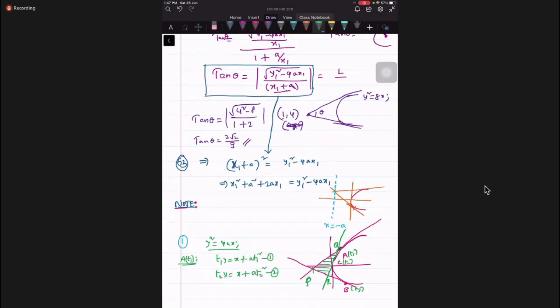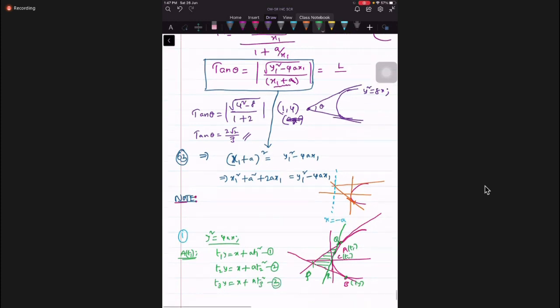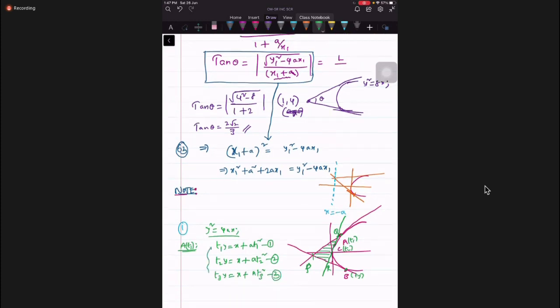Tangent at A, tangent at B, tangent at C is t3 y equal to x plus a t3 square. These are the three tangents, students. Now these three tangents are bounded by a, tell me students, a triangle. Right, students?